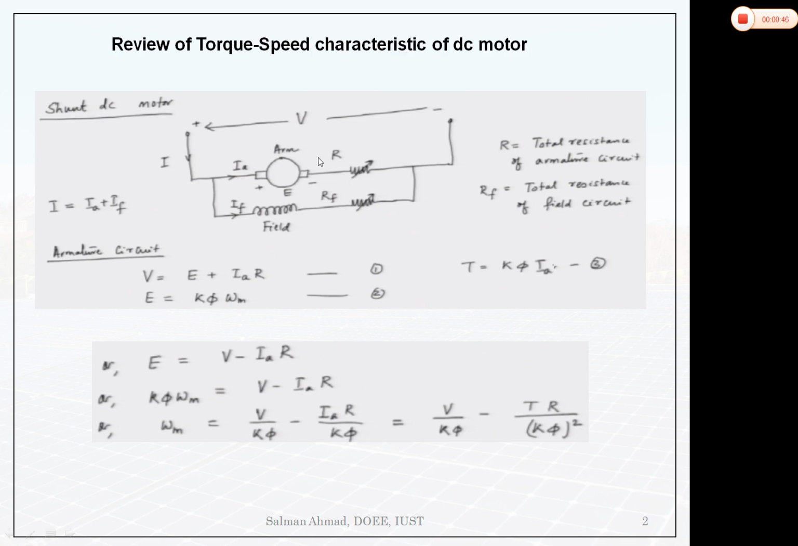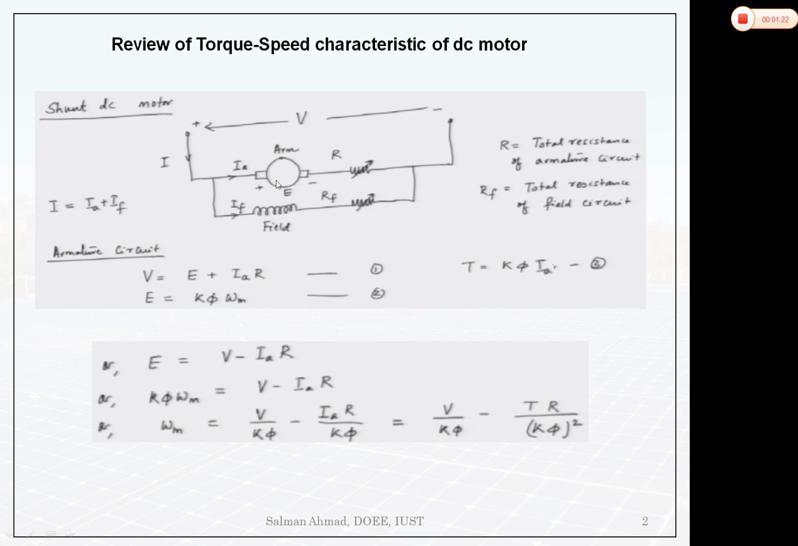So total resistance in the armature circuit is R. That means the variable resistance that we inserted in the armature circuit, plus the resistance of the armature winding. These two resistances we are taking combined as capital R. The field winding is connected in parallel with the armature winding, and the total field winding resistance is Rf, and it is also variable.